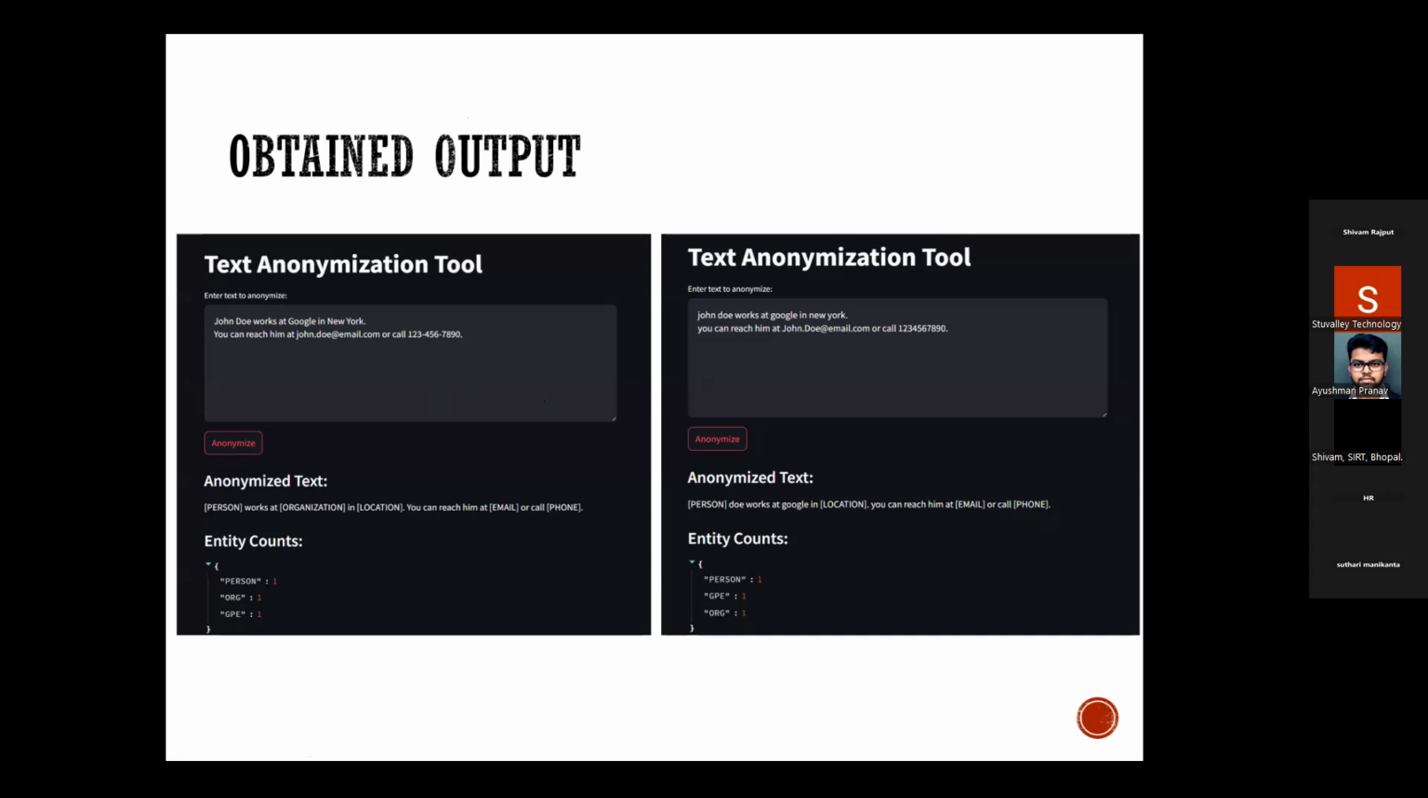In this obtained output, you can see from the left image that John Doe works at Google in New York. Here the name is properly mentioned in capitals, but on the right side, when we give it in small characters, the model is unable to properly anonymize the data. His surname Doe is not anonymized. Also, when we give his workplace, Google, in small characters, this is also unable to be anonymized.